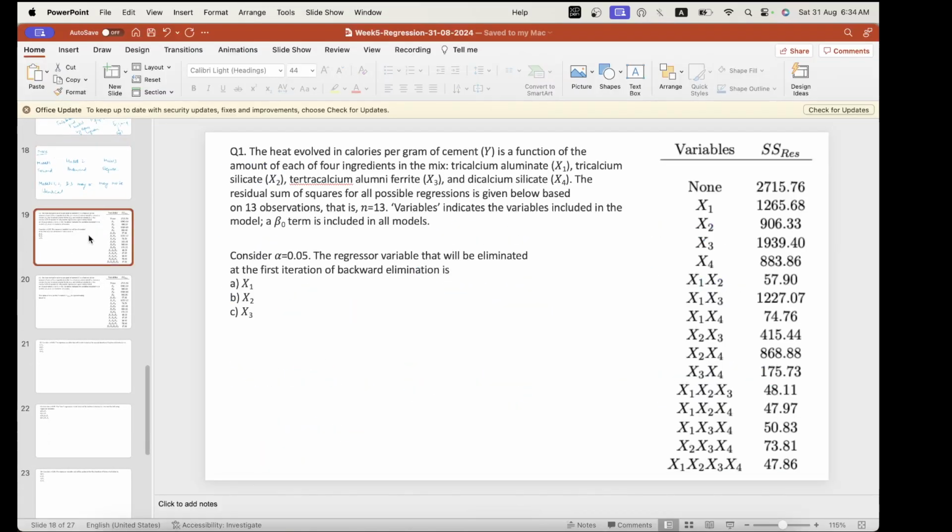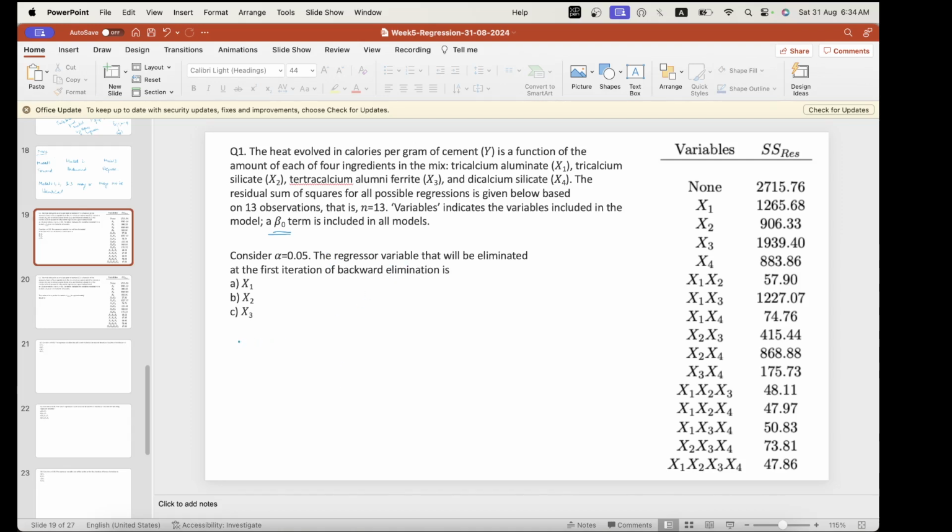All right, so let's start with the problems. Okay, so this is a variable, or here they have given this thing. All right, regressor variable, so we have the SS residual for all of these models, and we know that a beta naught term is included in all the models. Okay, so now the question is, we have four variables. This is the full model, this is the model only with the intercept. All right, so the regressor variable that will be eliminated at the first iteration of backward elimination.